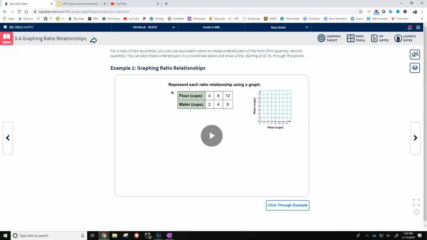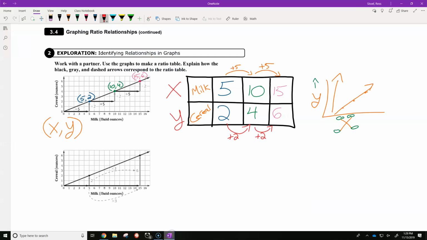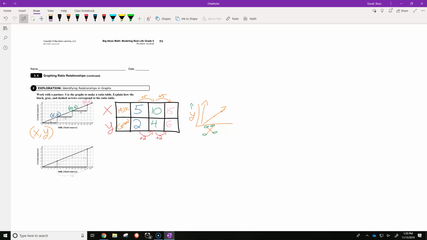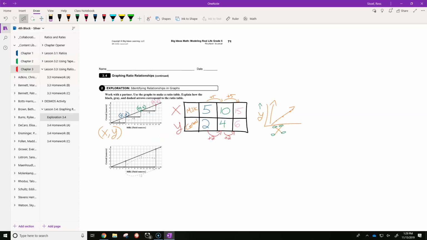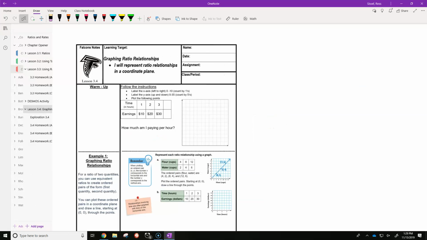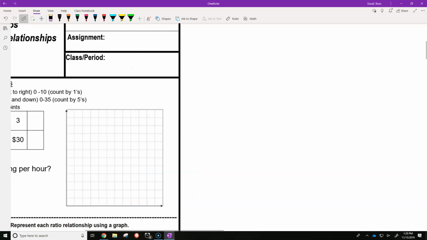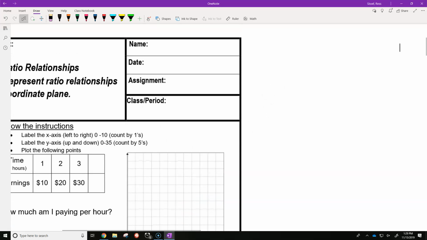Alright, I need you guys to look at your notes. And the very first thing we should do is put our name. We need to go ahead and do our heading just like always. So, name, date, assignment is 3-4, and this is 4th block silver.